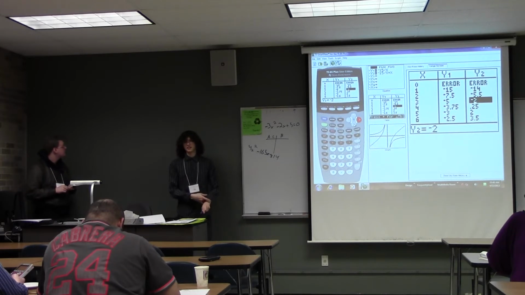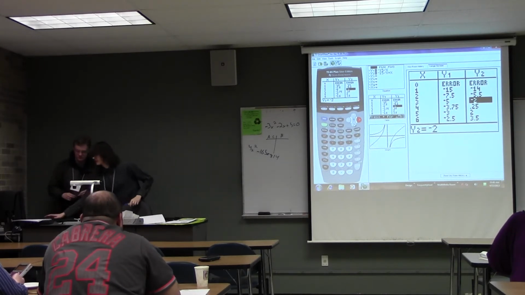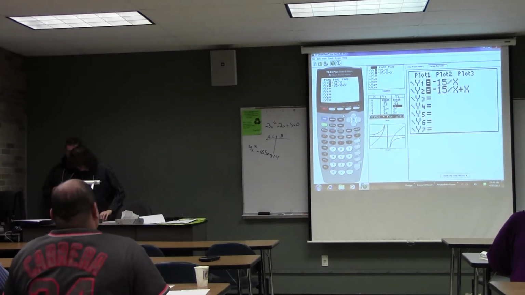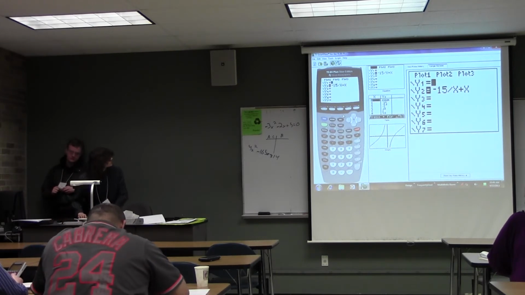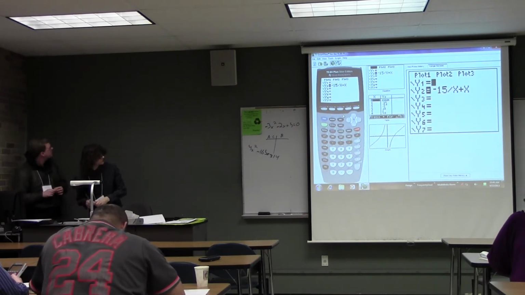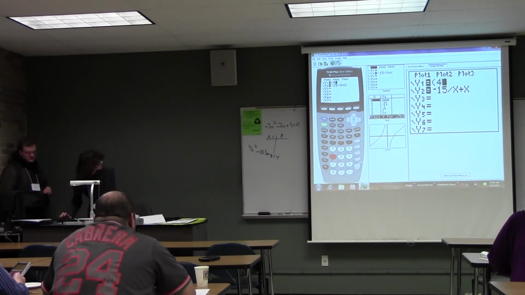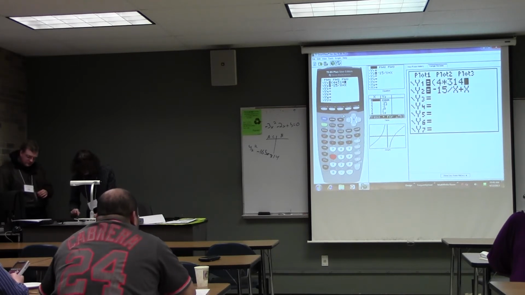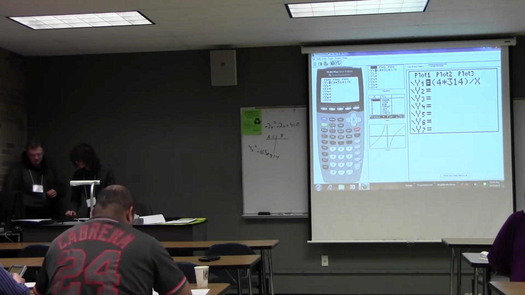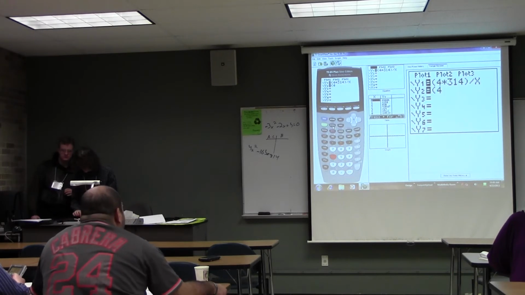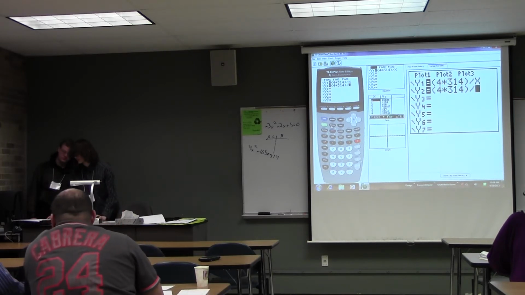Well, we can plug that right in. So we need to know what 4 times 314 is. I'm just going to put it in parentheses because I know it's 4 times 314 divided by x. You can evaluate it and then put it in, so I don't have to deal with how slow this thing is.